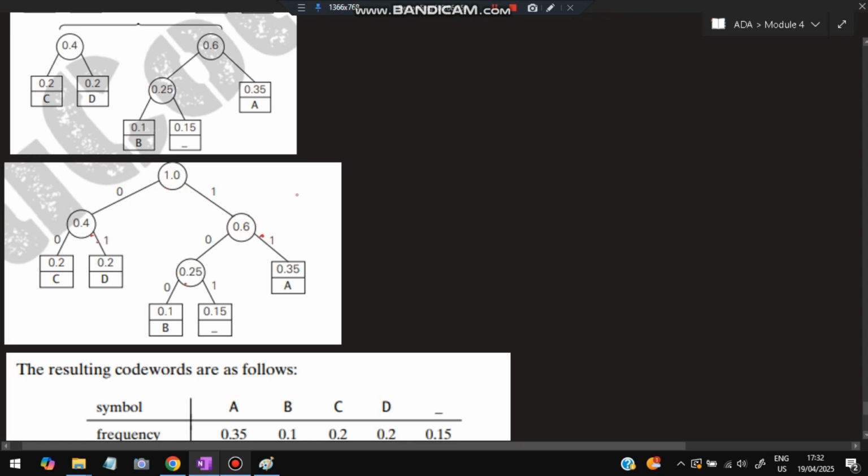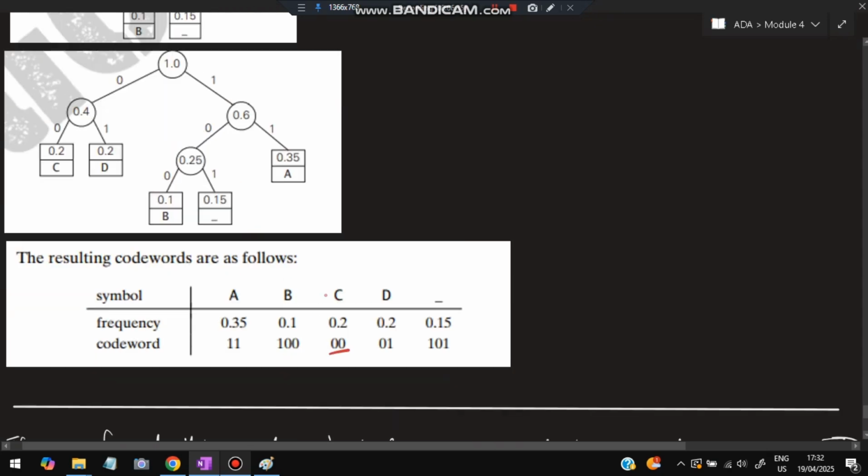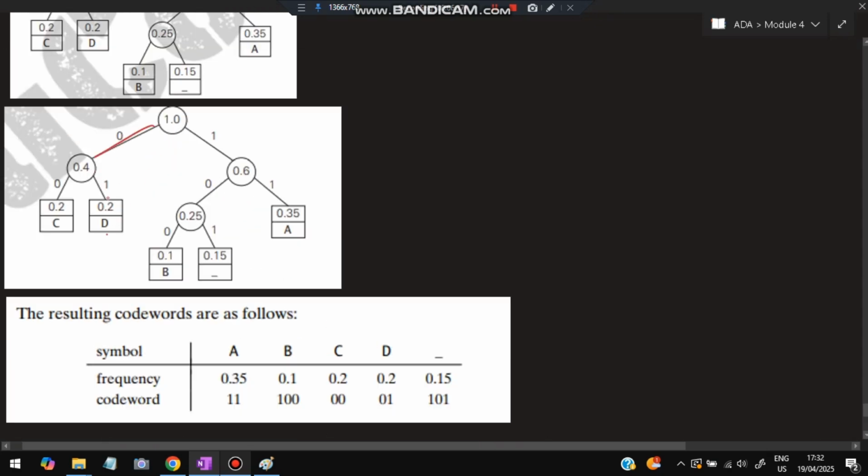After you have done that, you have to calculate the code for each letter. For C, what is the code? It is 0, 0, going from the top. For D it will be 0, 1. For B it will be 1, 0, 0. For underscore it will be 1, 0, 1. For A it will be 1, 1.